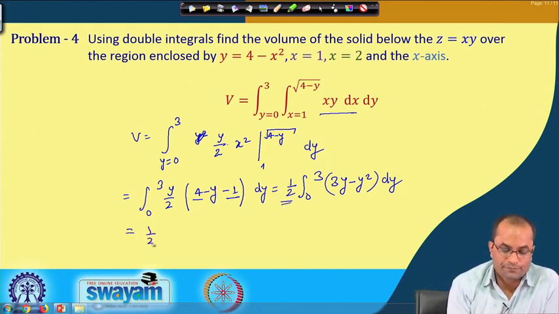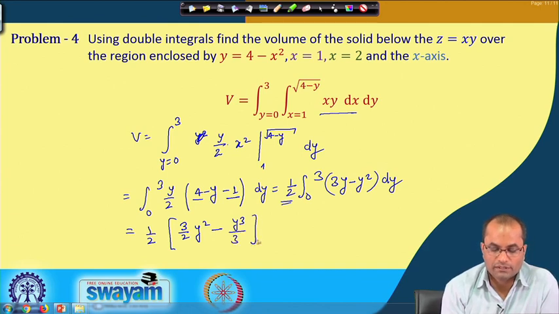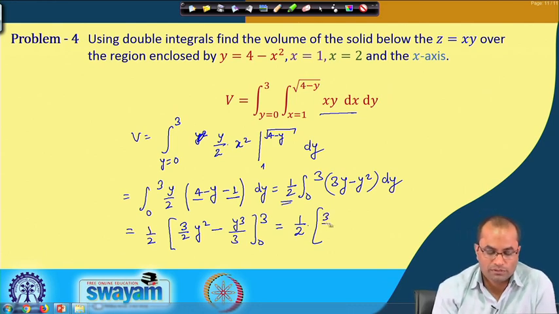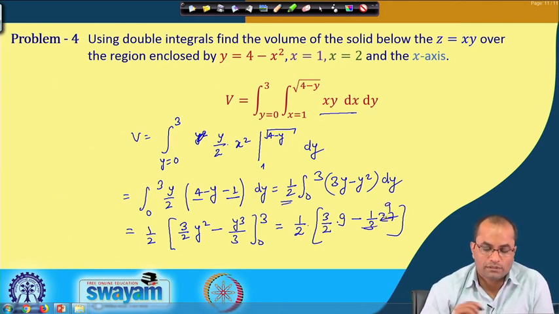So, half the integral 3y. So, 3 by 2 y square and minus y cube by 3, the limits 0 to 3. So, 1 by 2, and then let us put the upper one here, 3, the lower one will make anyway 0. So, 3 by 2, and this y square. So, here 9 minus 3, and then 27. So, which is 9 again.